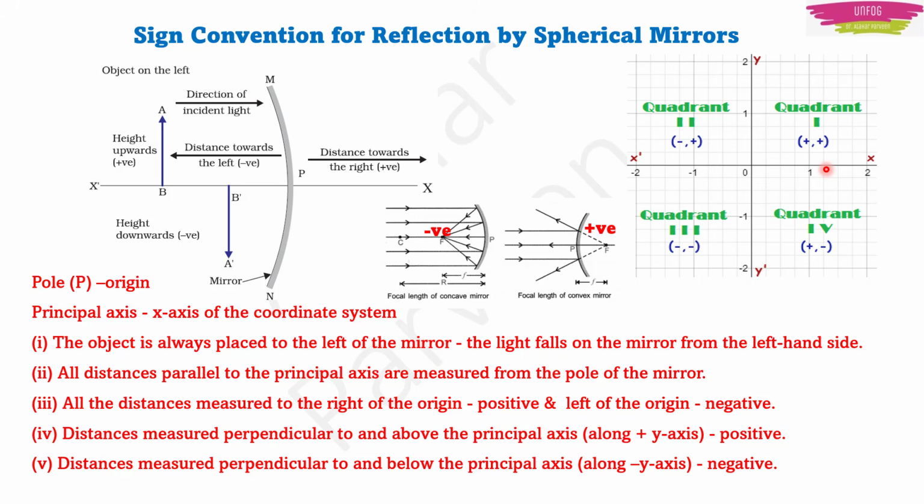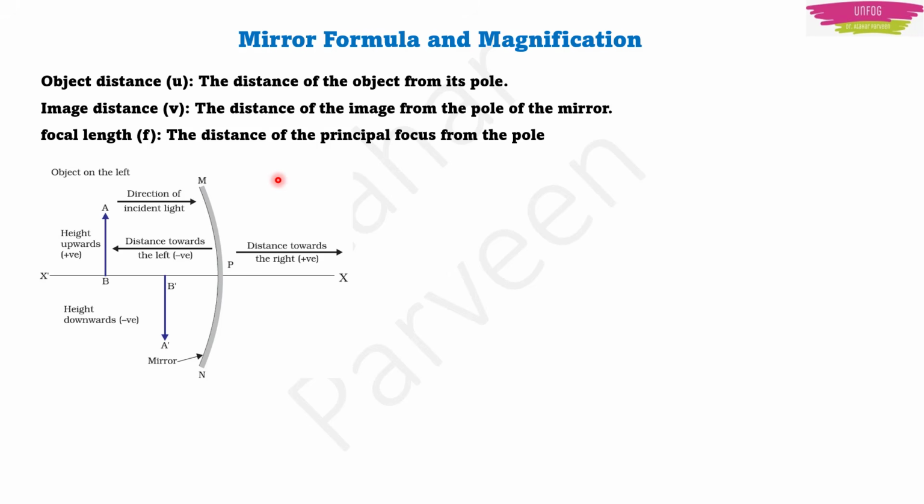So just keep these 2 points in your mind. This is going to help you very much. Focal length of a concave mirror will be negative. Focal length of a convex mirror will be positive. Now let us know 3 things. One is focal length, which we already know. The other 2 things are the distance of the object from the pole and the distance of the image from the pole. The distance of the object from the pole is known as object distance.